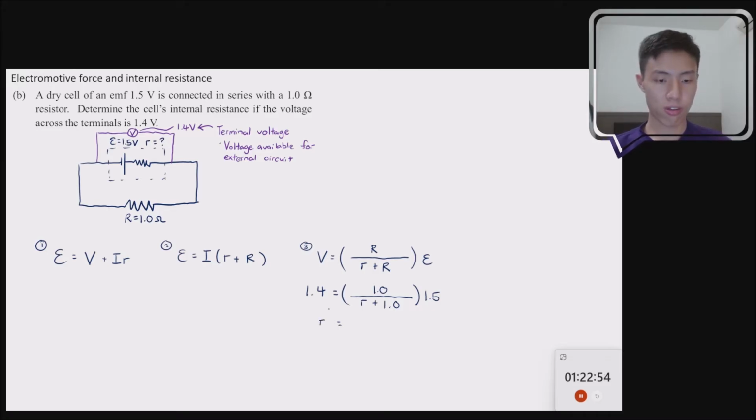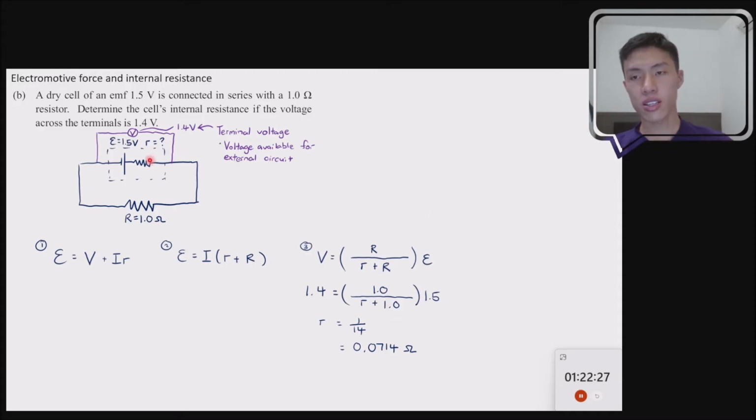So 1.4 divided by 1.5. You get r is equal to 1 over 14, which is equivalent to 0.0714. Let me quickly check whether it's correct or not. Yeah, should be fine. So this is the internal resistance.